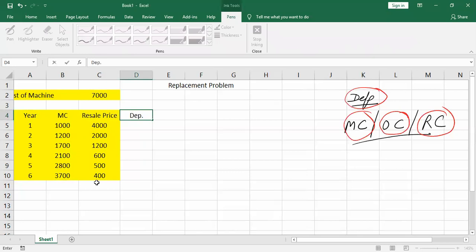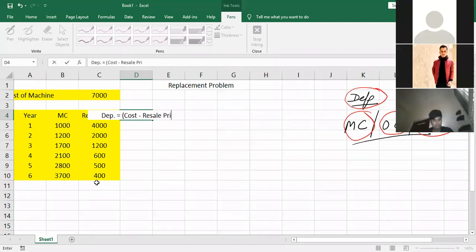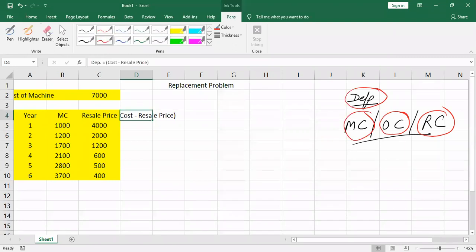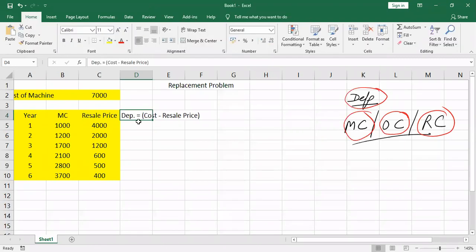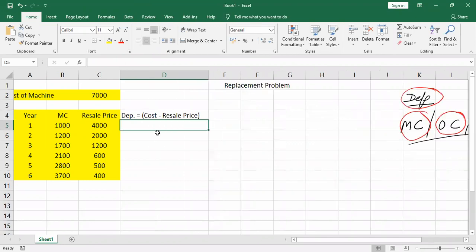What is depreciation? Depreciation is basically cost minus resale price. Cost minus resale price is depreciation. So I'm going to calculate depreciation. How will we calculate it? Our cost is 7,000 rupees.